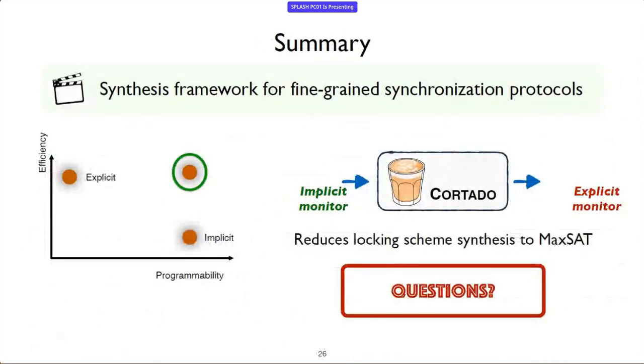So to summarize, basically we presented a synthesis framework for generating fine-grained synchronization protocols, and there are two key ideas. So first, we perform static analysis to identify data races and safe interleaving opportunities, and then we generate a MaxSAT encoding whose solution corresponds to an optimal locking scheme.